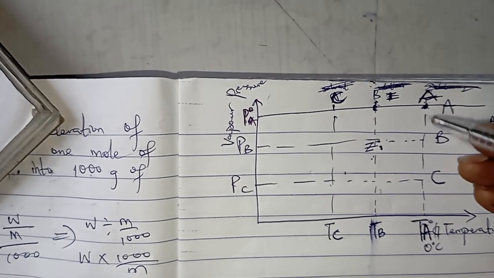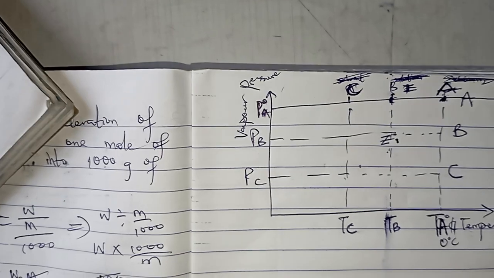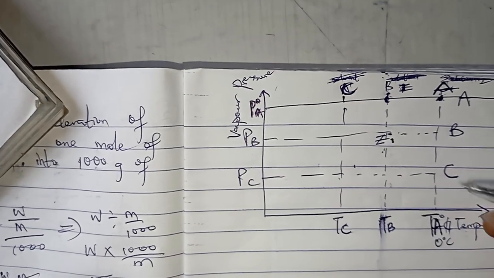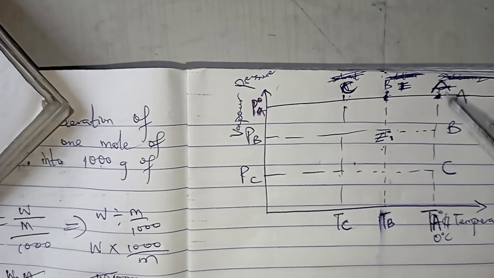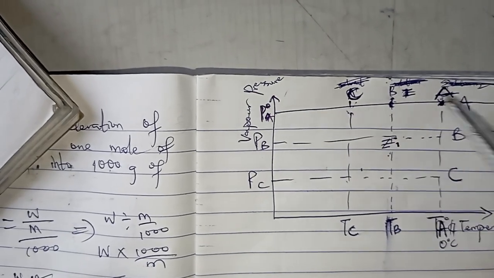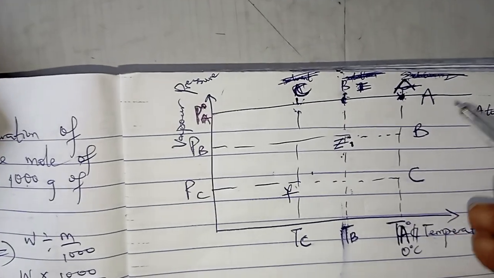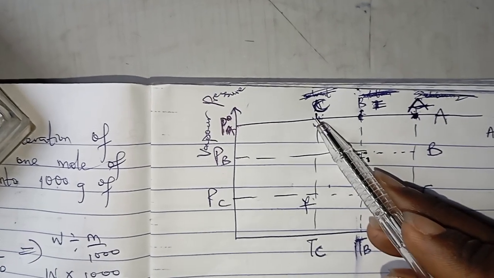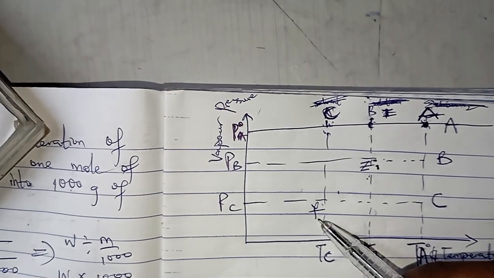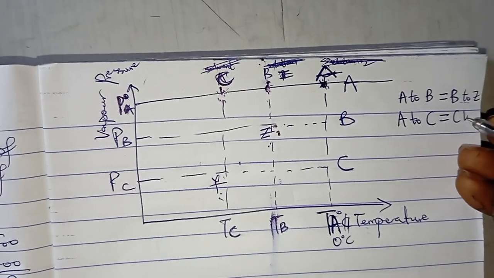That is, it dropped in temperature. The temperature of the solvent dropped from this point to this point, and as it dropped, its vapor pressure dropped from this point to this point. So it's equal to B to Z. Now let's check the second one. You can see that from A to C is equal to C to, let's say this is Y. From the point where the temperature dropped from A to C, the vapor pressure also dropped from C to Y. So as it dropped in temperature from A to C, it also dropped in vapor pressure from C to Y. So we can say that A to C is equal to C to Y.